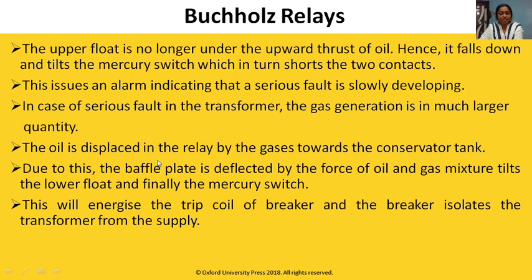Okay, in case of serious fault in the transformer, the gas generation is in much larger quantity. The oil is displaced in the relay by the gases towards the conservator tank. Due to this, the baffle plate is deflected by the force of the oil and gas mixture, which tilts the lower float, and finally the mercury switch. This will energize the trip coil of the circuit breaker, and the breaker isolates the transformer from the supply.